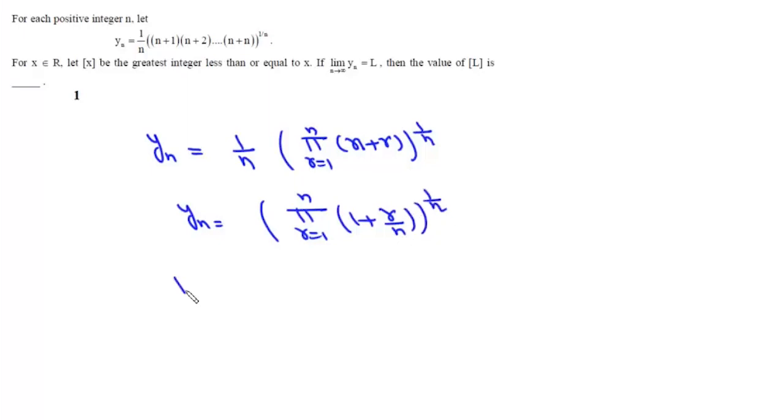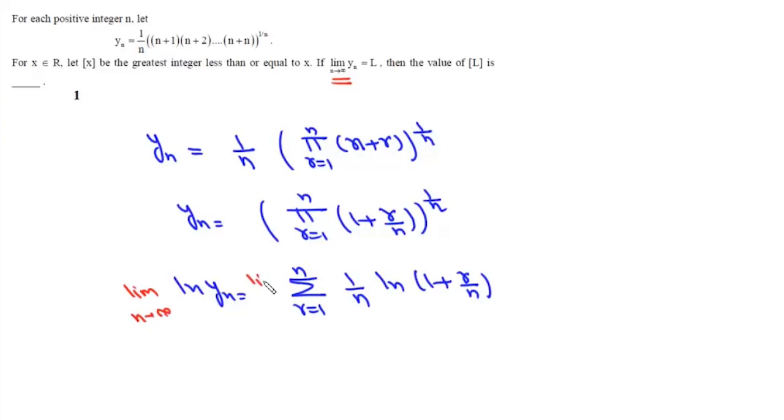Now if we take log both sides, we can write log yn, and it will be this summation, because product will convert into sum. Summation r varies from 1 to n of 1 by n log (1 plus r by n). Now we need to find this limit as n tends to infinity. So we'll take this limit n tends to infinity.